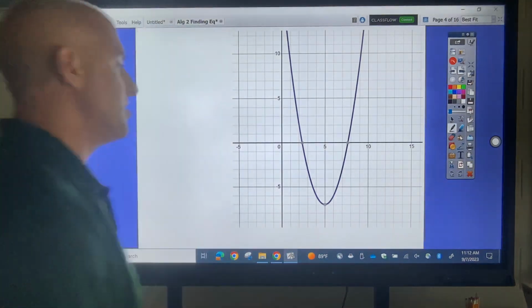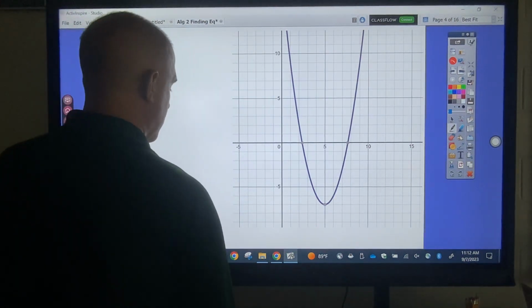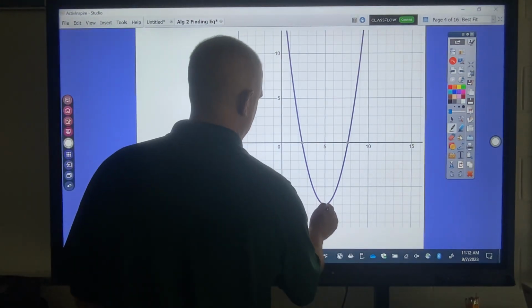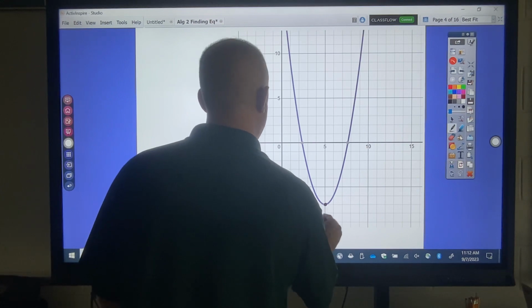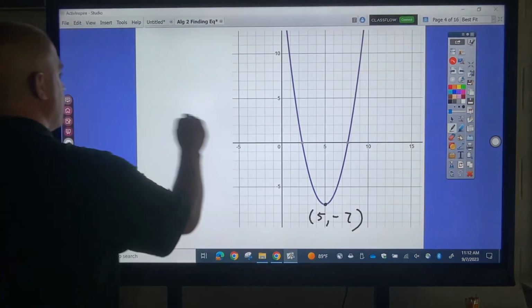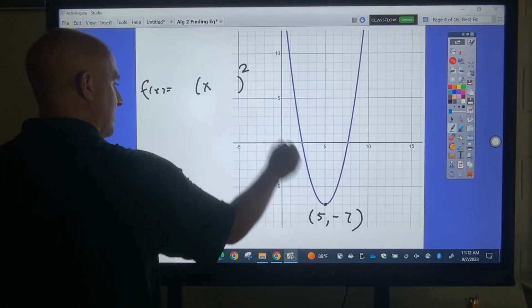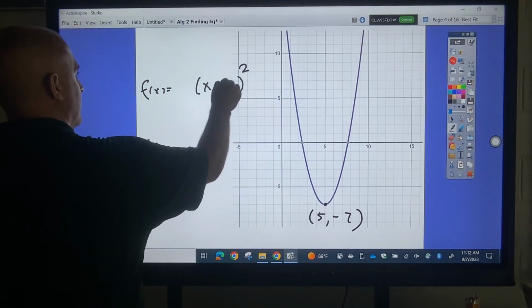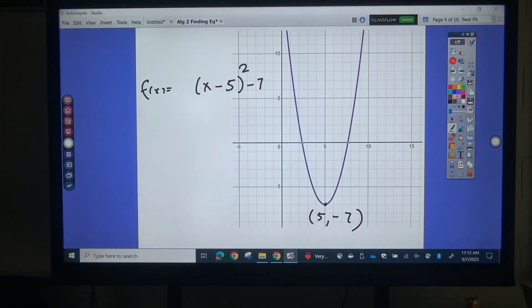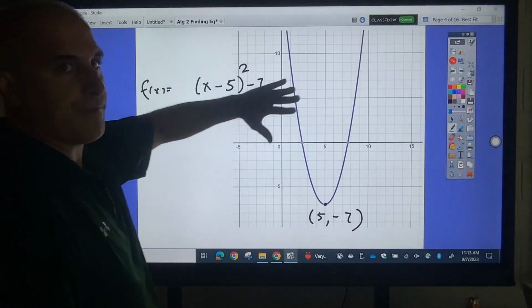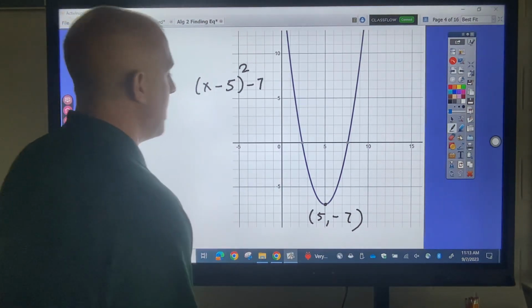Now, when you're given the graph, what you want to do is find sort of your starting point. So that starting point is 5, -7. That is a quadratic. So inside, we actually put the opposite. Outside, we put the exact. Now, if it's flipped, you'd put a negative. If it's not, you don't have to.